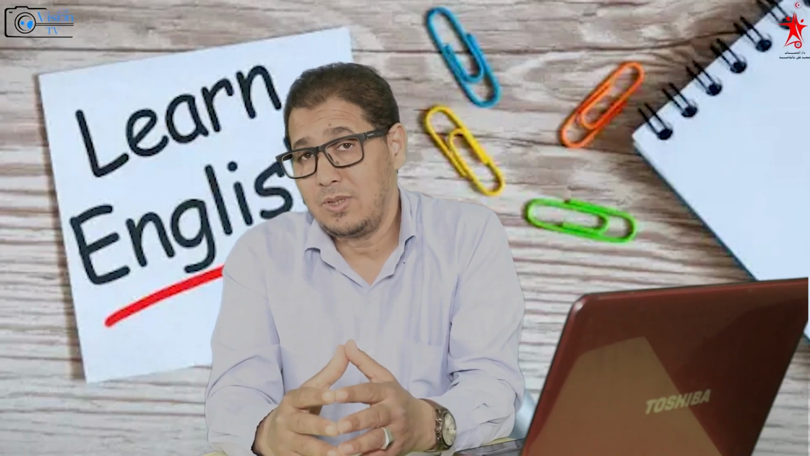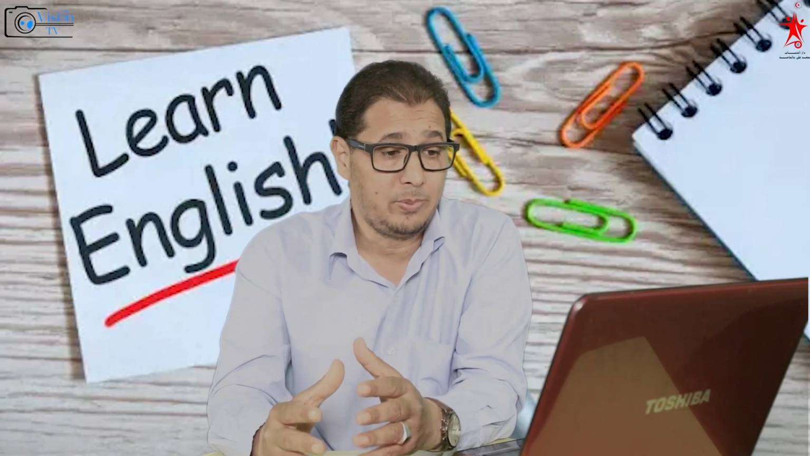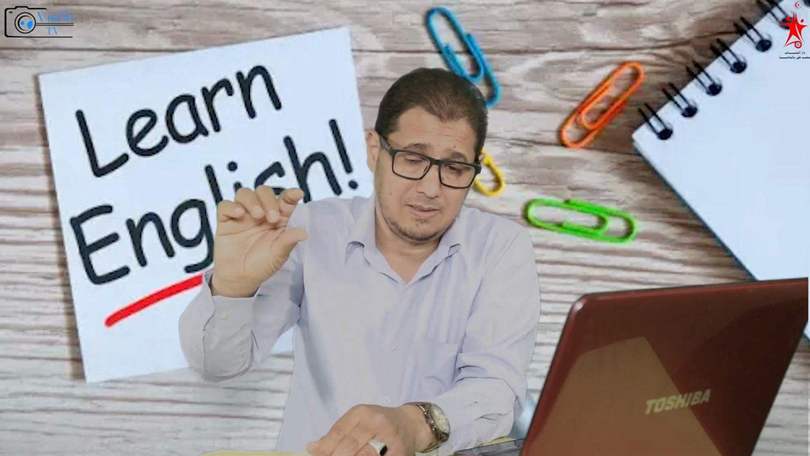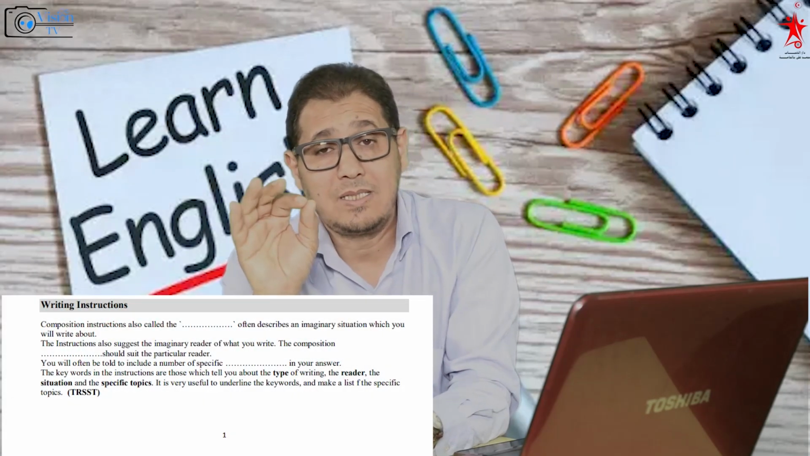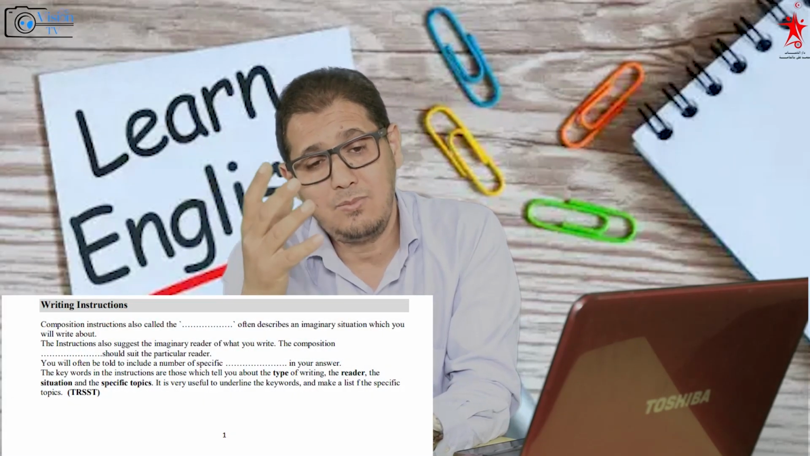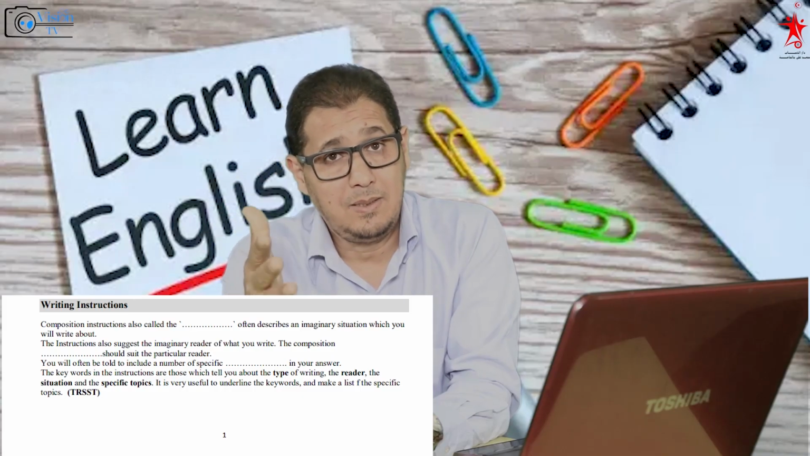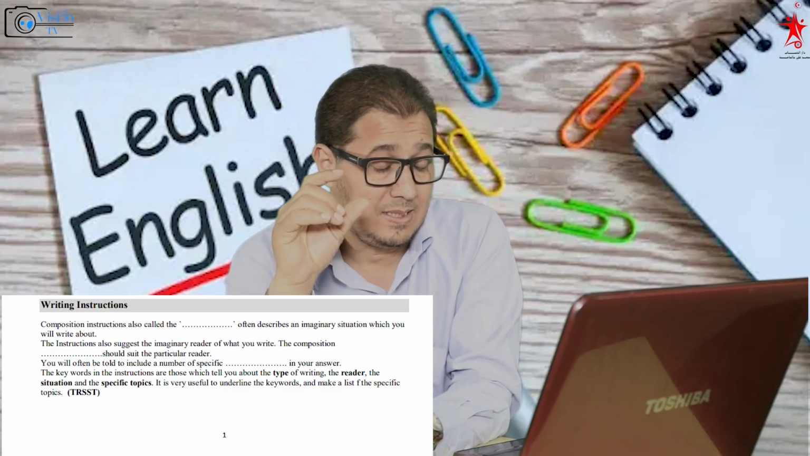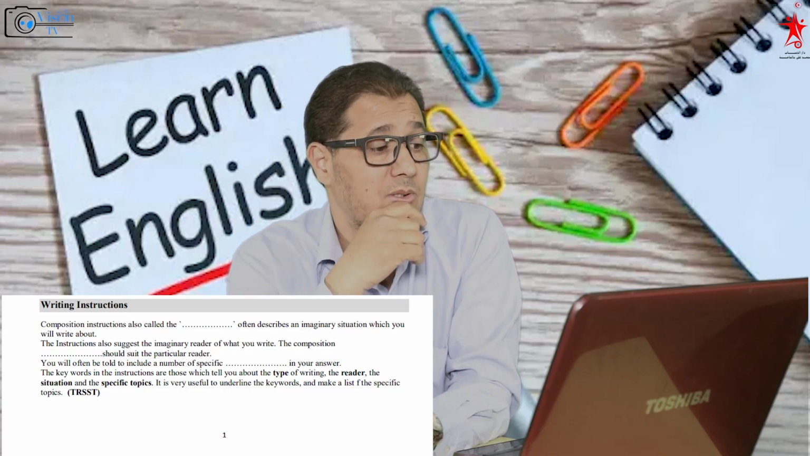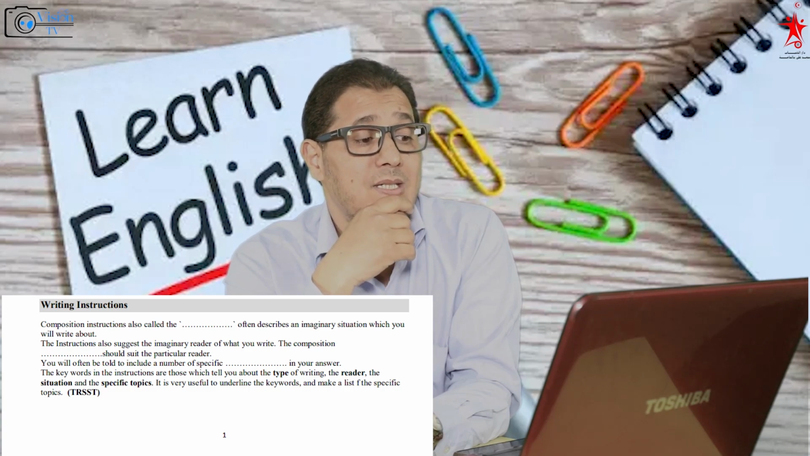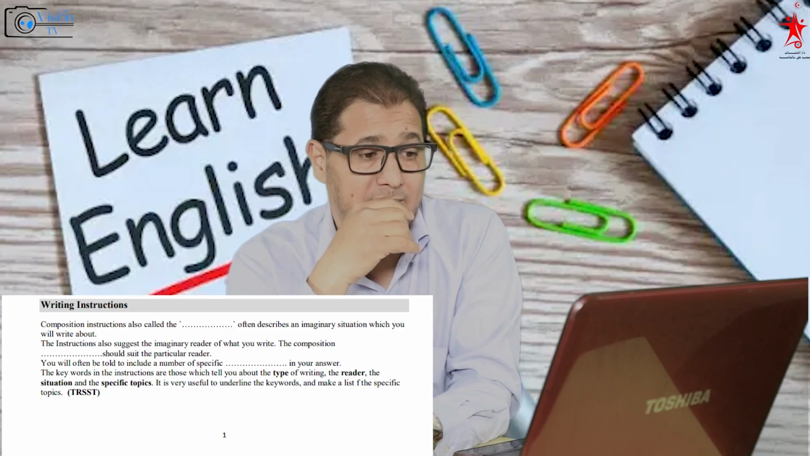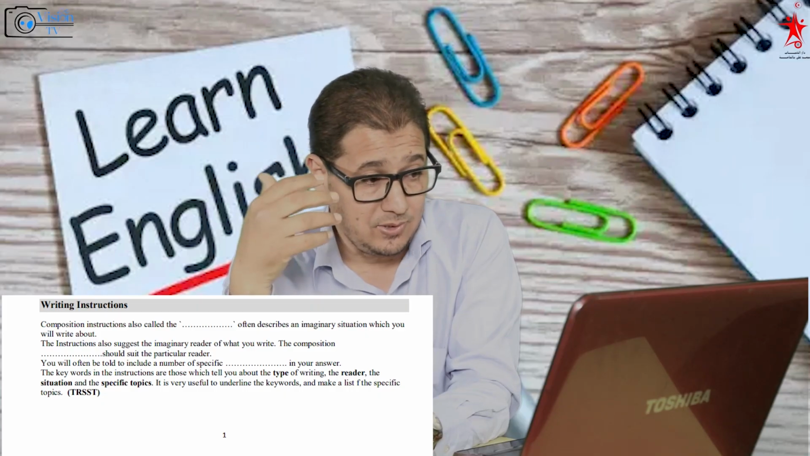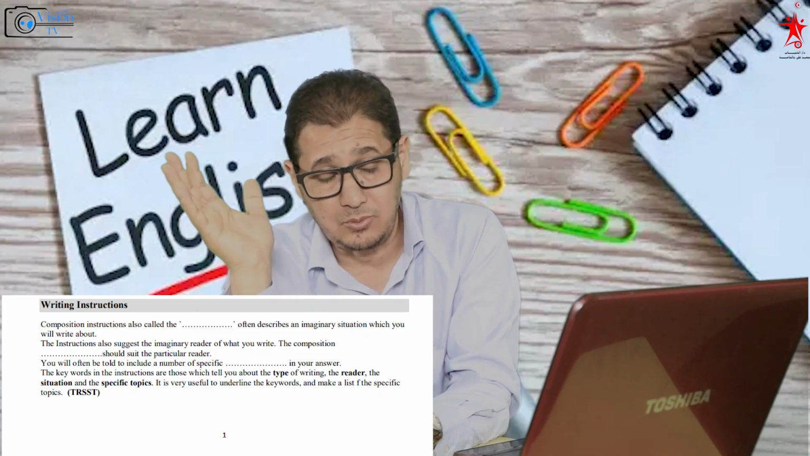The instruction, or what we call the rubric. The rubric is the question of the writing. So the first step is to understand the question. We have to understand the question before answering. Before we answer, we have to understand the question. So the composition instructions are called rubric. And the rubric often describes an imaginary situation which you will write about.